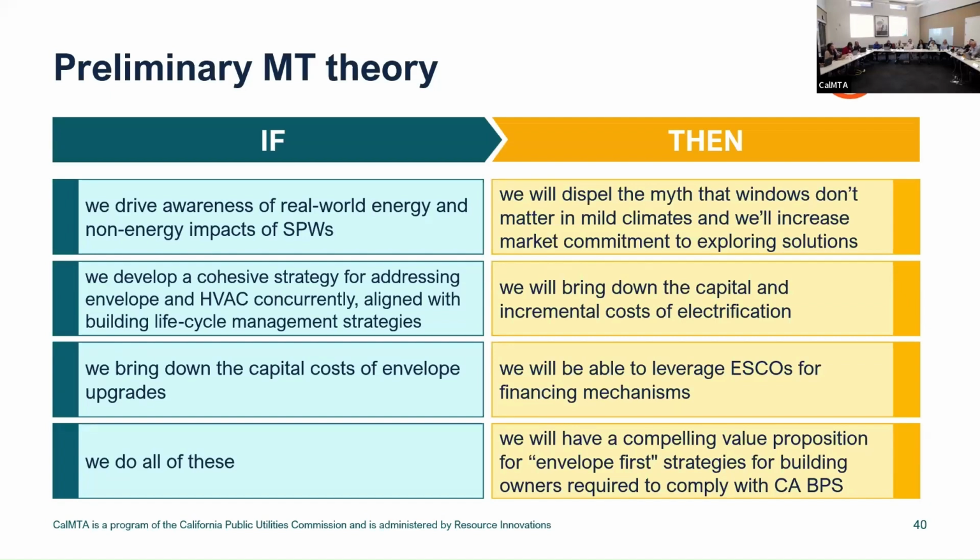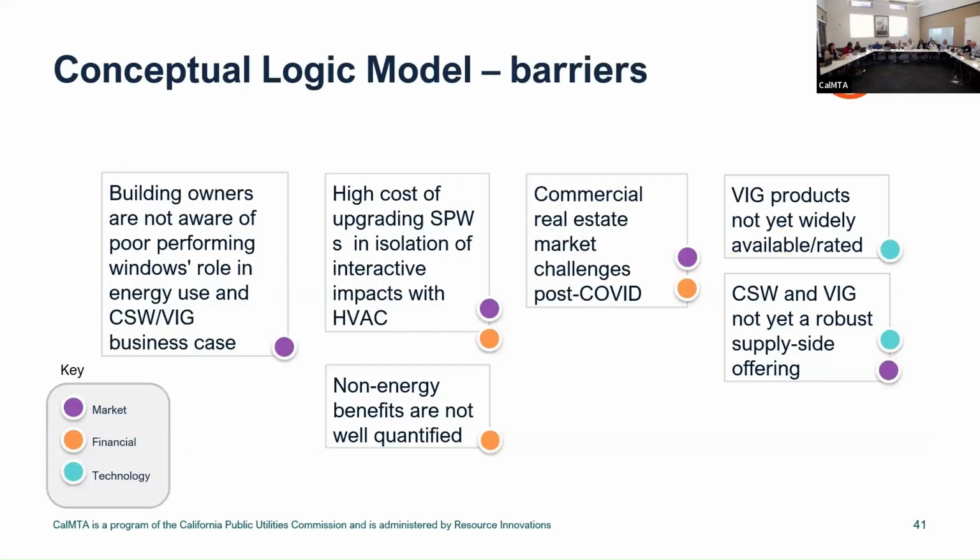Most of this should be pretty familiar because we talked about it, but flag me if you want to spend any more time on it. The conceptual logic model. Barriers: building owners not aware of the problem, which I think we've covered pretty well. High cost of upgrading or replacing windows in general, and if you're also doing it at the same time as HVAC, which would be optimal, even higher cost.